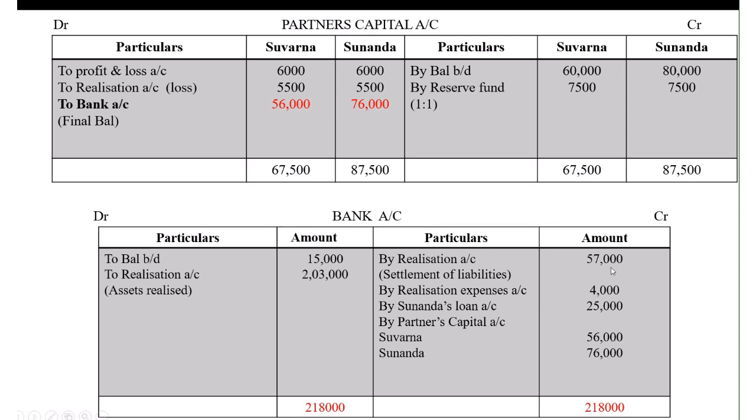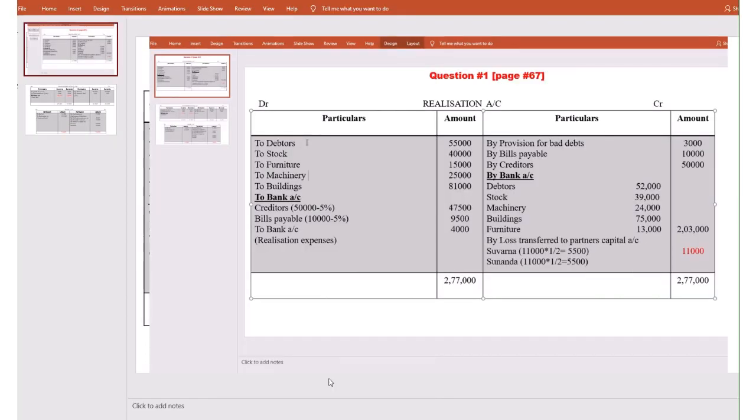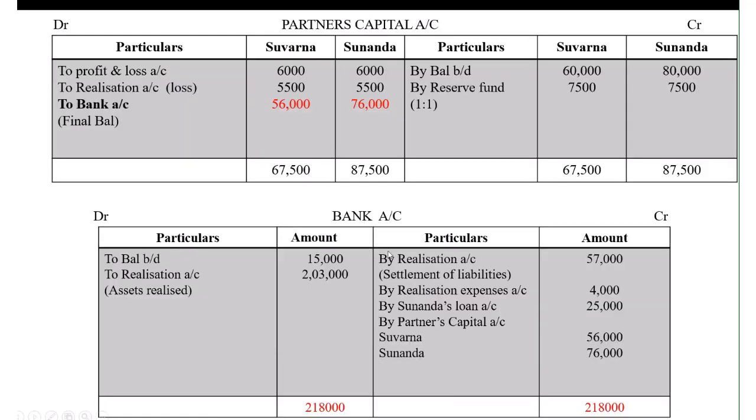And next, all these items we can take from the realization account only. Here, whatever assets we have paid, we have taken here. Whatever assets have been realized, we have taken here. Is it right? In the same way, whatever liabilities are paid, that total amount we have to take. This also we get in the realization account itself. You can see here all the liabilities paid: 47,500, 9,500, 4,000.